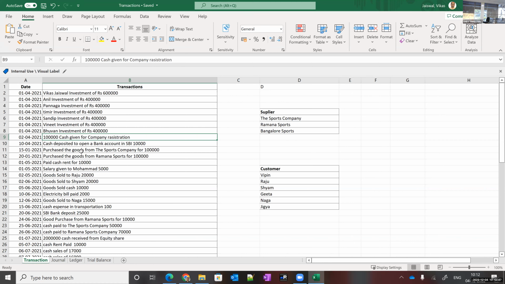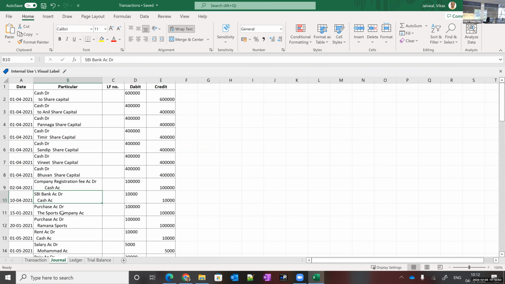Purchased goods from the sports company. So purchase account debit to bank. Are you giving cash? If you are not giving cash, then purchase account debit to the sports company account. Next.